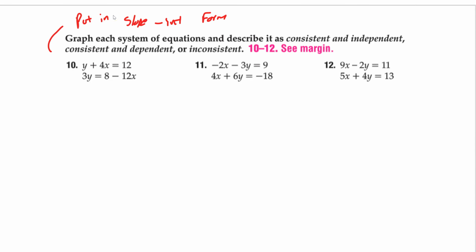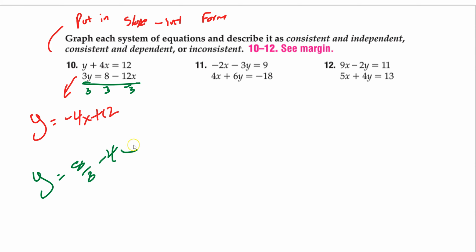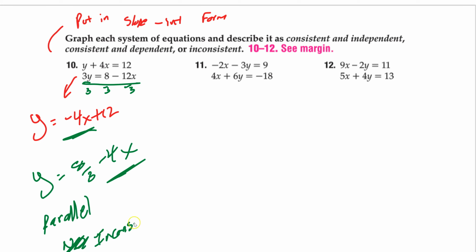So that's the easy way to tell. If I just give you an equation, if you want to figure it out, just put it in slope-intercept form. Like right here, let me subtract the 4x from both sides. I get that. And then for this equation right here, we want to get y by itself, so divide by 3. If you do that, you get y equals 8 over 3 minus 4x. So these are the same slope. So these are parallel, or, since we're talking about number of solutions, we have no solution, inconsistent. That means they don't cross at all. No solution.